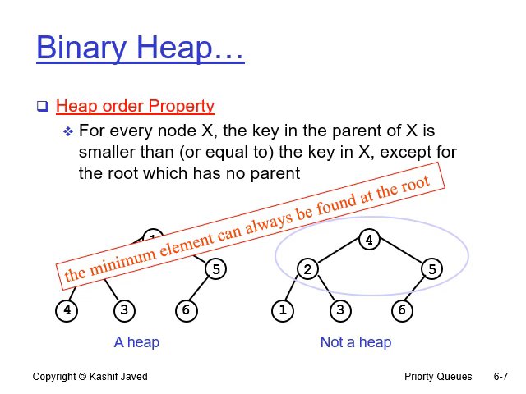This heap order property makes the minimum element to be located at the root. That's why this binary heap can also be called the minimum binary heap. So let's move on.